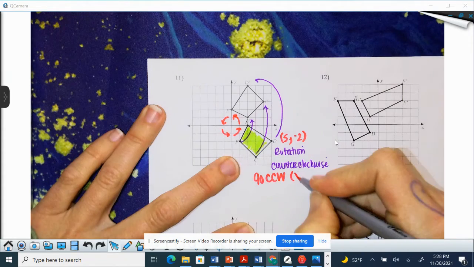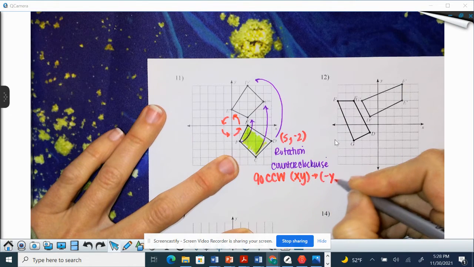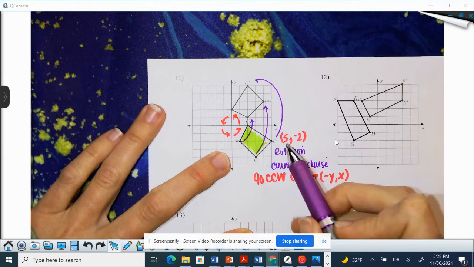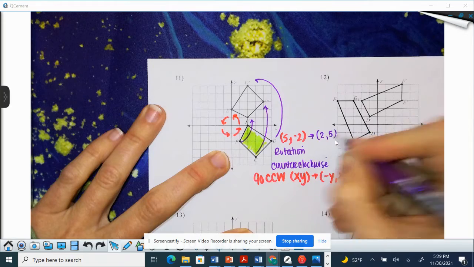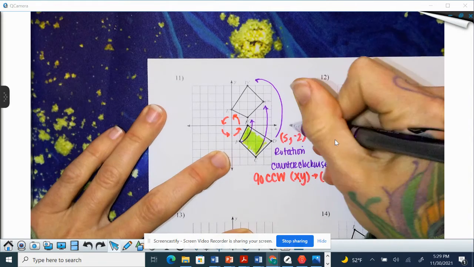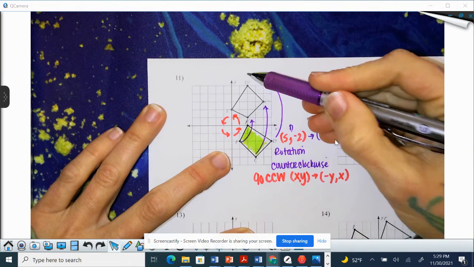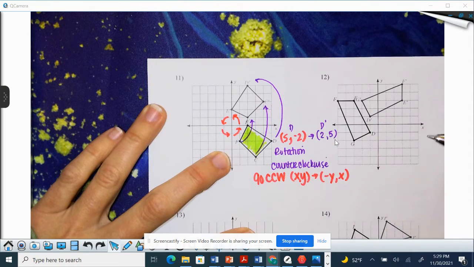So x, y becomes -y, x. So they switch, and the number in the front becomes opposite. So that 5, -2 should become 2, 5 is where our D prime. So since this is D, ideally this should be D prime if we are correct in knowing this is a 90 degrees counterclockwise. So D prime is 1, 2, 1, 2, 3, 4, 5. Indeed. And we can check one more just to make sure.